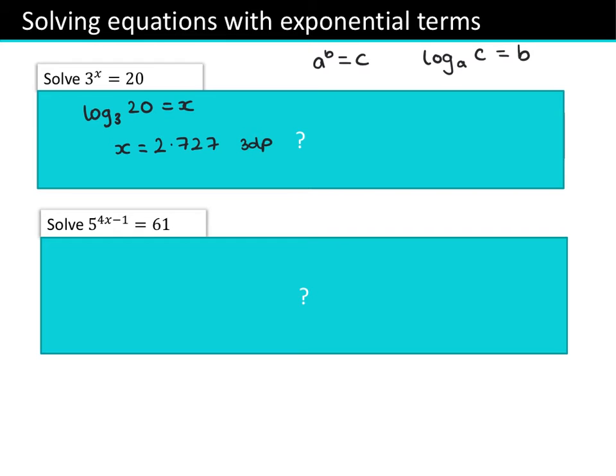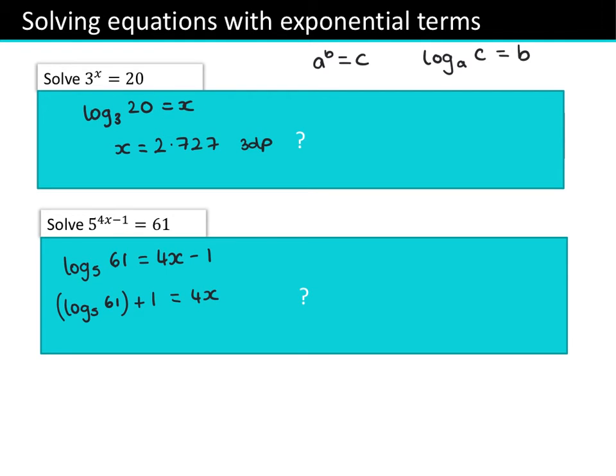Okay, we're going to apply the same rule to the second question. So we're going to have log to the base 5 of 61 equals 4x minus 1. Okay, we literally just need to solve for x. Log to the base 5 of 61 is a number. So we're going to have log to the base 5 of 61 plus 1 equals 4x.